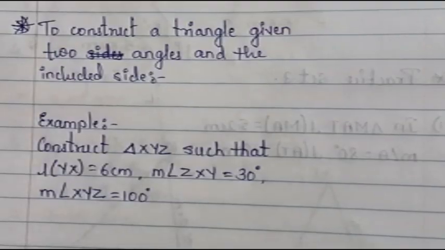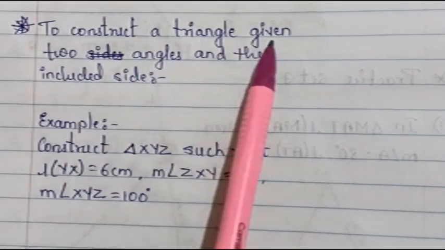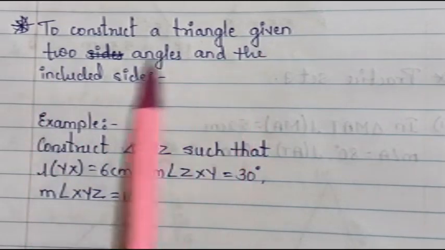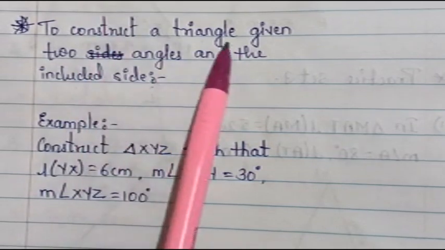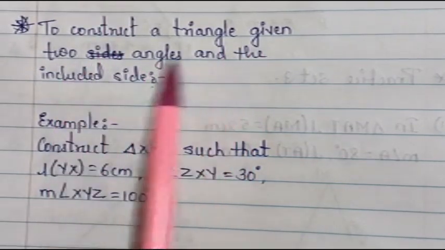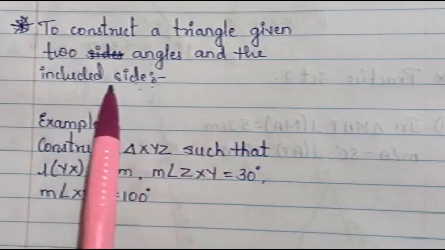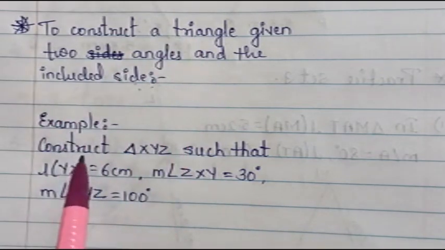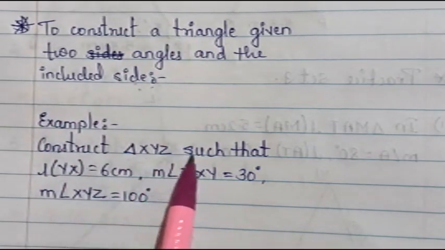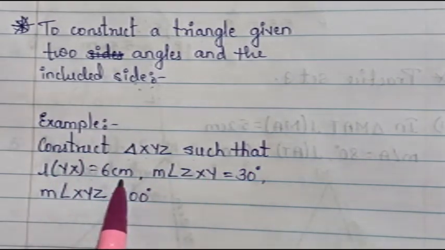Now students, we are going to study the next part, that is to construct a triangle given 2 angles and the included side. Now what they have told, to construct a triangle they have given 2 angles and the included side. Means 2 angles are given and 1 side is given, and with that help you are going to construct the triangle. For example, see, construct triangle XYZ such that length of YX is equal to 6 centimeter.